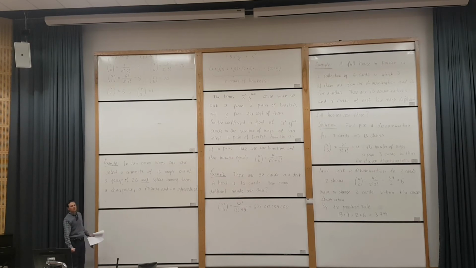And in the first task, we're just selecting a group of people, 10 out of 26. Repetitions are not allowed. You cannot select the same person twice. It's just a subset of people, so the order doesn't matter. We know that these are combinations, and therefore the number of ways to select 10 people out of 26 is given by this binomial coefficient, right? 10 out of 26.